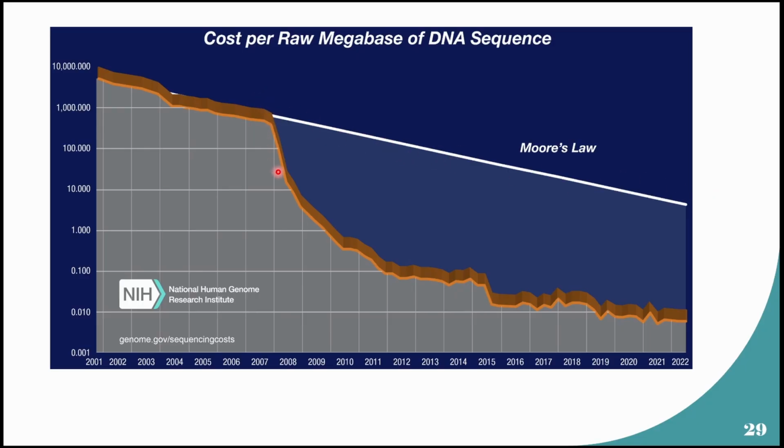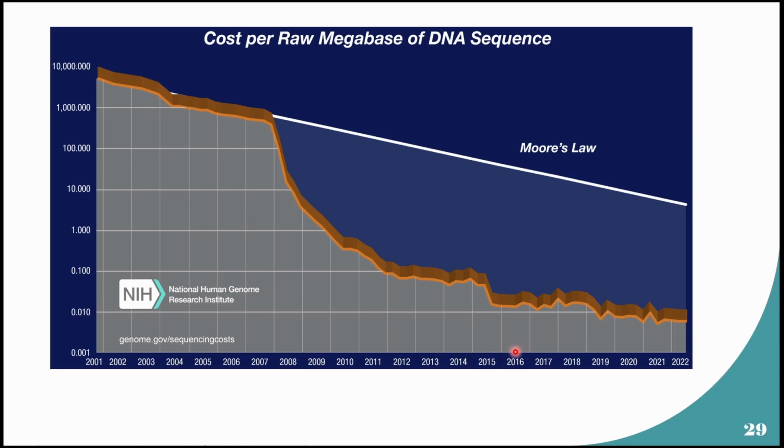And if you have a rapid advancement, you will see at some point that the plot for your raw megabase DNA sequence cost is decreasing rapidly, and it is leaving Moore's law far behind. So that is where the advancement starts to show.